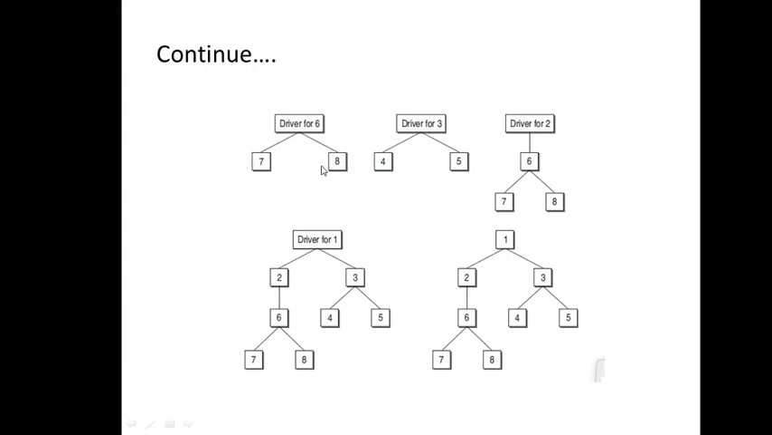Bottom-up. We want to test this. So we require a driver for this. We won't take the original module. We'll take the driver for this one. Drivers are the top modules. Now we don't require stub in this case. Only drivers are required in bottom-up. So take the driver for 6, perform the testing. So we did this part.